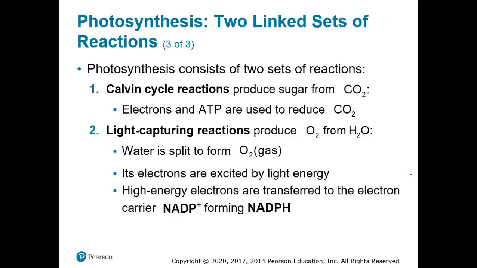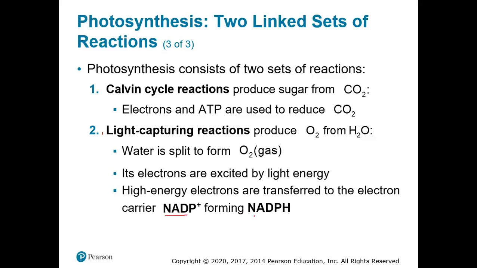Now, we break down photosynthesis into two distinct sets of reactions. Okay, just like how we broke down cellular respiration into a few different sets of reactions, we're going to break photosynthesis down into two. So our first set is called the Calvin cycle, okay, and our second set are the light capturing reactions. Now, for the light capturing reactions, we also call this light dependent reactions because they depend on light.